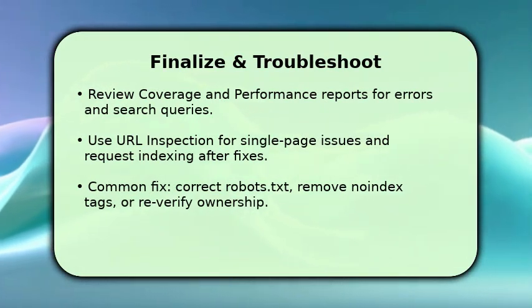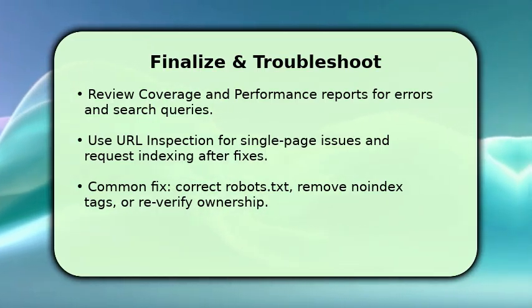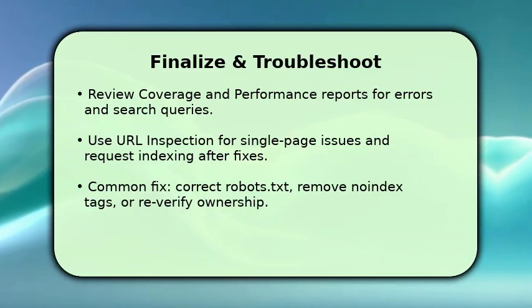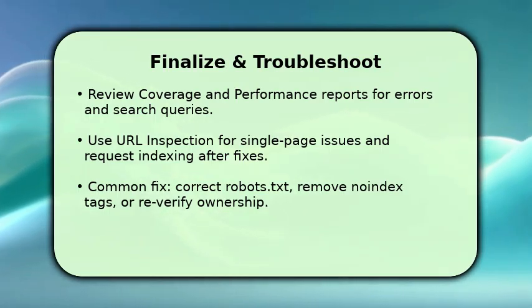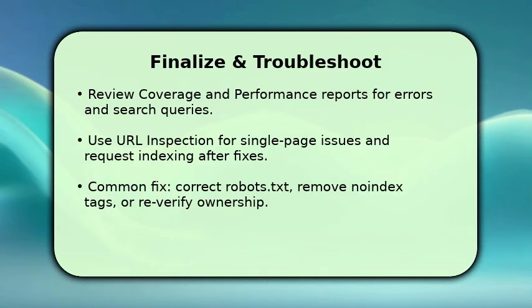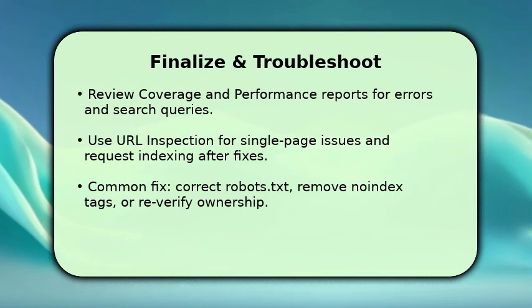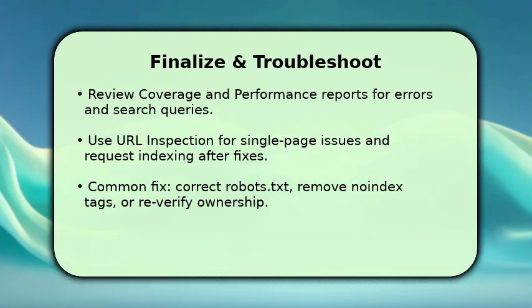Use URL inspection for problem pages, correct issues like blocked resources or no-index tags, then request indexing. Make sure sitemaps and structured data appear without errors. If verification fails, retry using an alternate method or check DNS propagation. Re-upload the HTML file if necessary. The key troubleshooting tip: verify robots.txt and remove any accidental no.